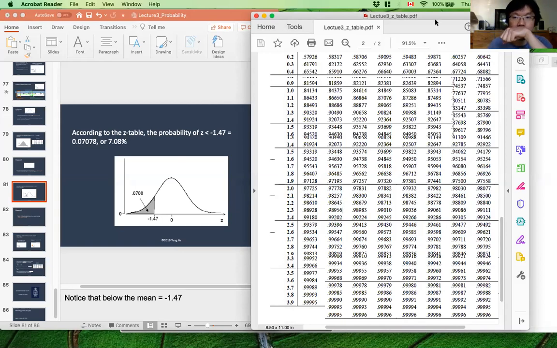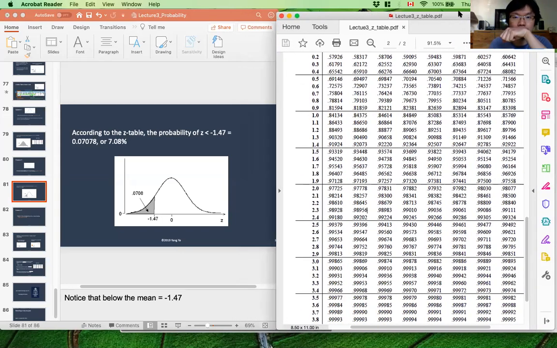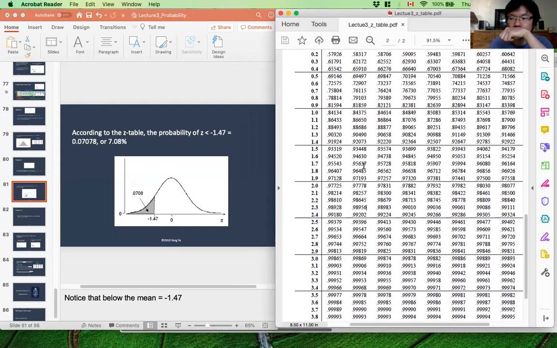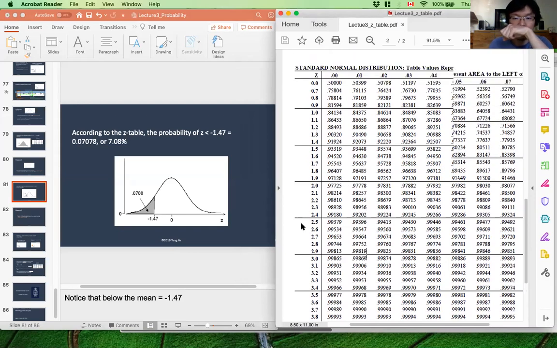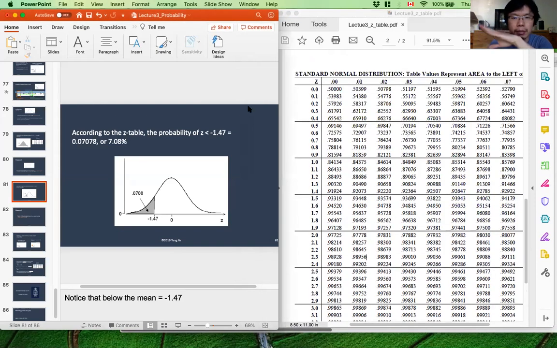Okay, the values in the Z table represent probability. All you have to do is use the Z value to find the exact probability. But that probability is the probability to the left. Okay, so it is the area to the left of the Z-score.